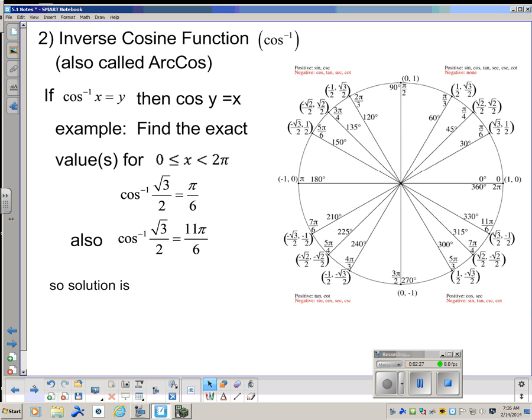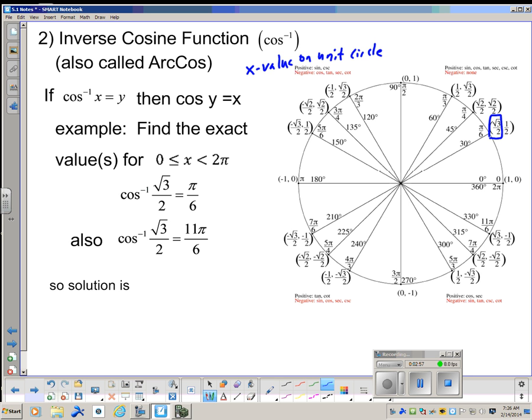So let's look at now the inverse cosine. Like we said, cosine is our x value on the unit circle. So now we're looking for the x value on the unit circle. What does it match up with? Again, between 0 and 2 pi, including 0 but not 2 pi. They want us to find the inverse cosine of square root of 3 over 2. So let's find it on our unit circle.